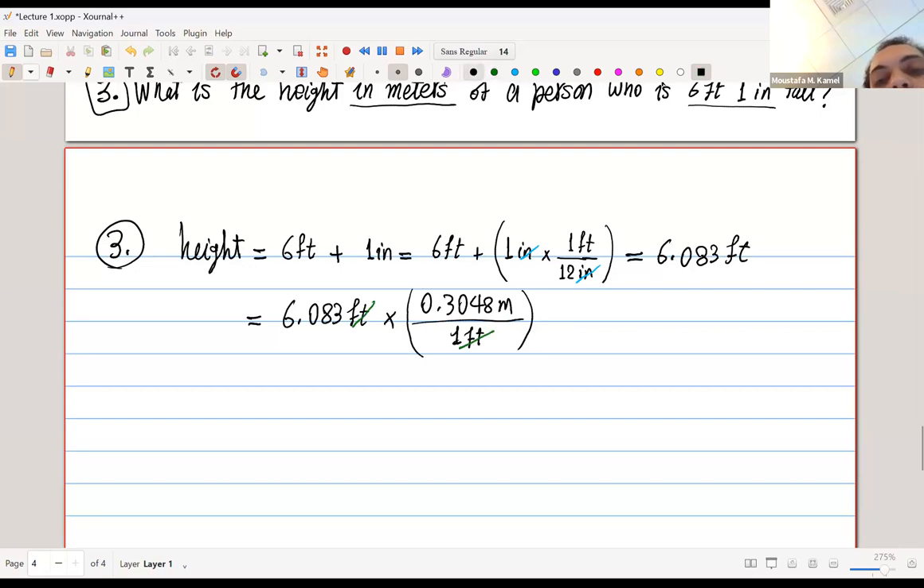Units cancel, and you get at the end 1.85 meters. Okay, so it's just a standard procedure. You insert conversion units, and each conversion unit is 1, basically, because you have something in the numerator and something equivalent in the denominator, but in different units. And you choose to arrange your units in a way that cancels the unit that you don't want. Okay. So that's all about units.